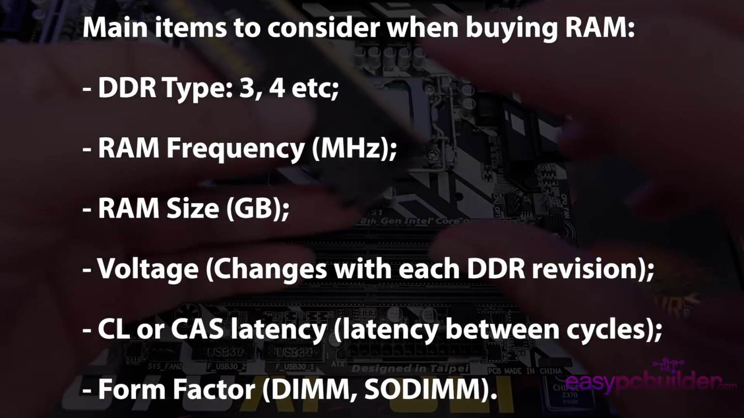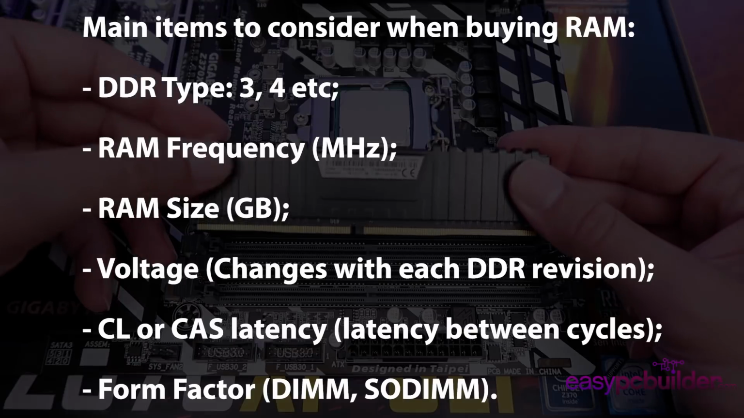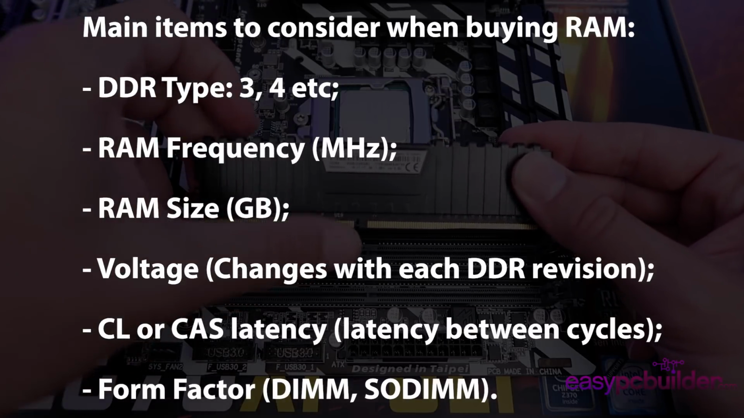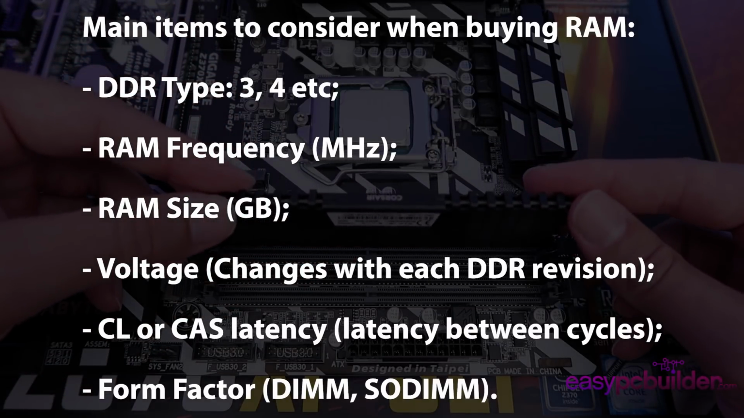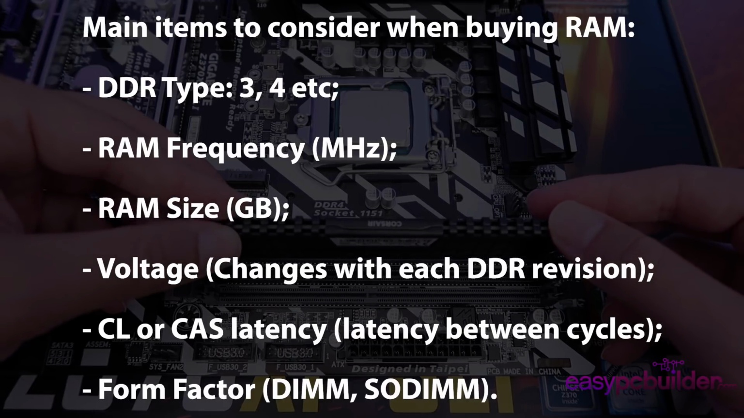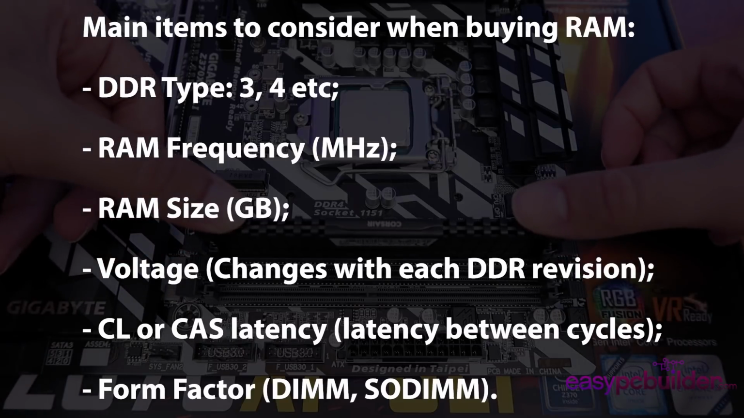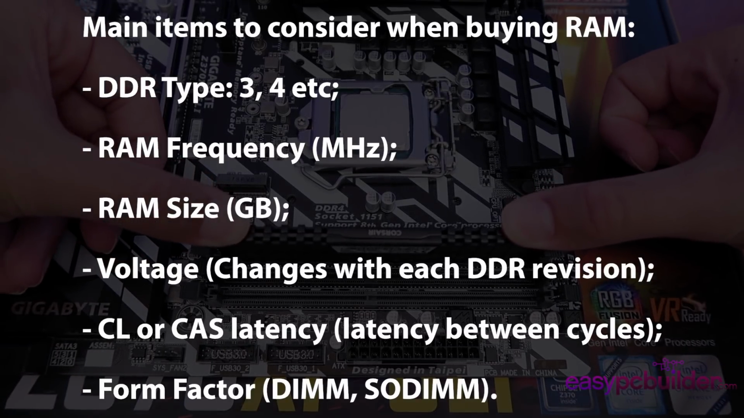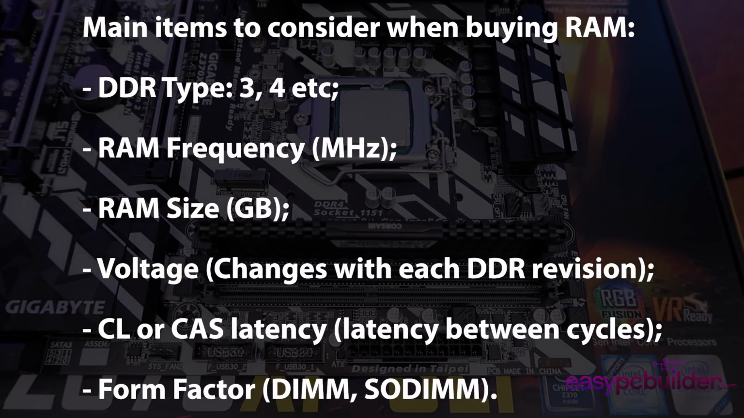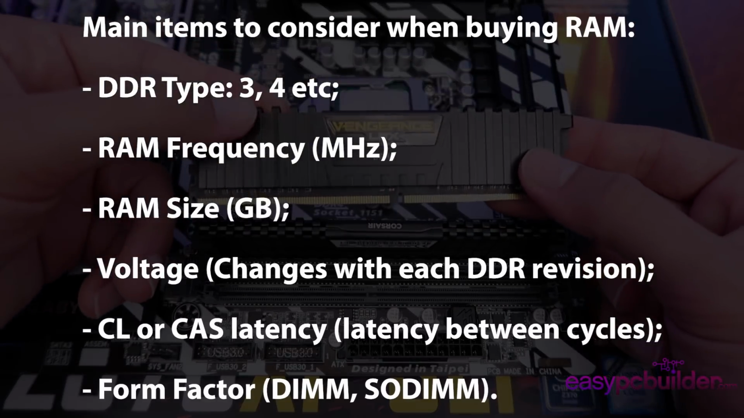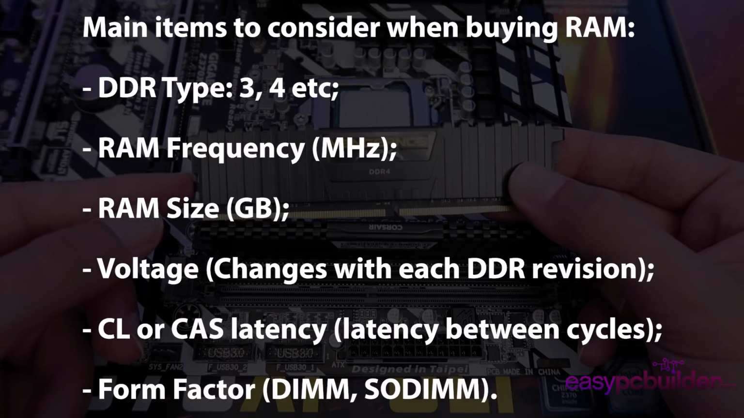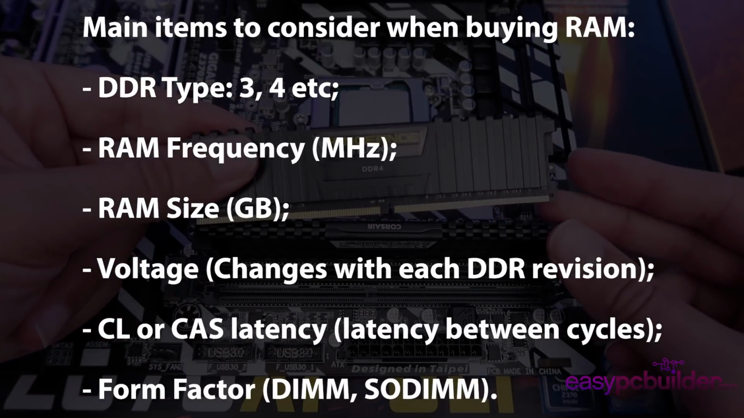So the main items to consider when buying RAM are the DDR type, the RAM frequency in megahertz, the RAM size in gigabytes, the voltage, which generally changes each DDR revision. The higher the frequency, generally the lower the voltage. So DDR4 is 1.2 volts and DDR3 is 1.5 volts. The CL or the CAS latency, which provides the latency or time between subsequent RAM cycles, and the form factor.